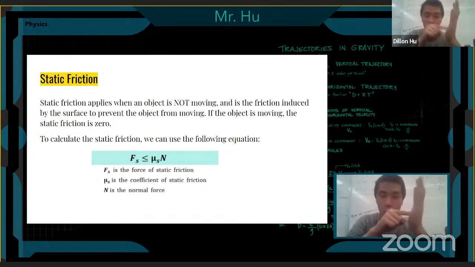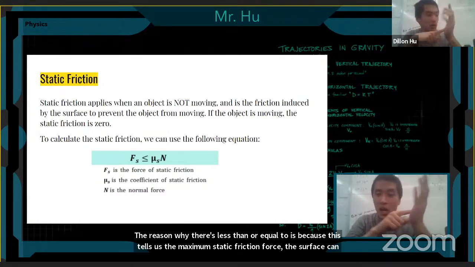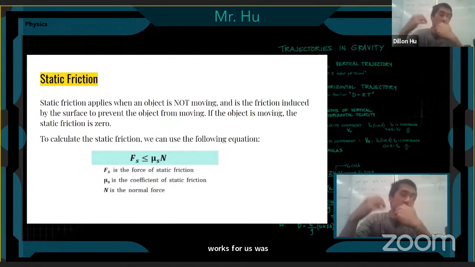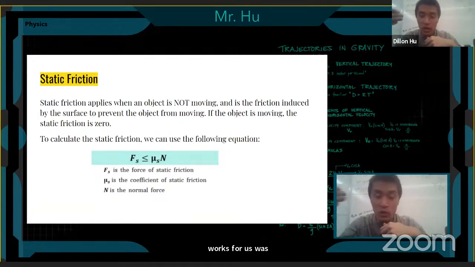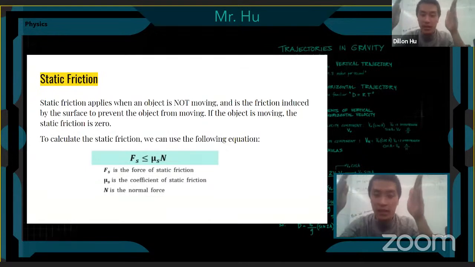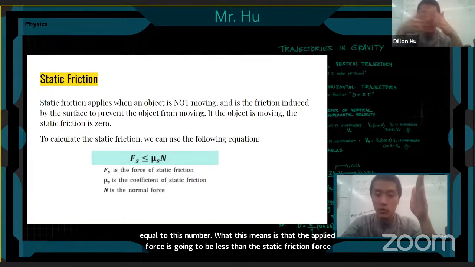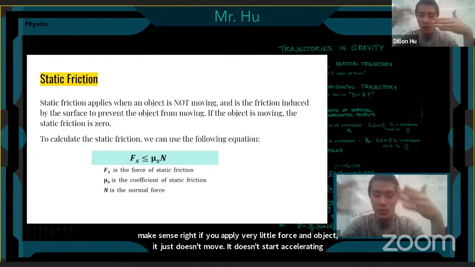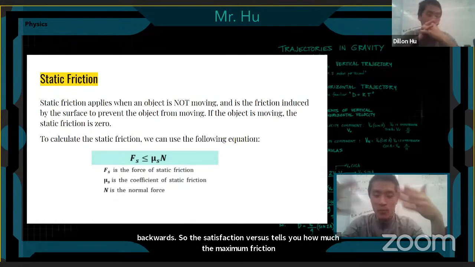If you apply very little force to an object, it just doesn't move. It doesn't start accelerating backwards. So the static friction force just tells you the maximum friction force that surface can induce. Basically, if your applied force is less than the maximum static force, then the static friction force induced will be equal to the applied force, up to the maximum static friction force.